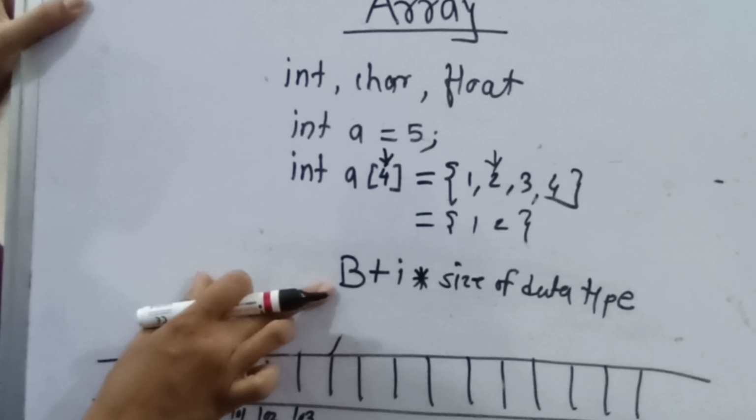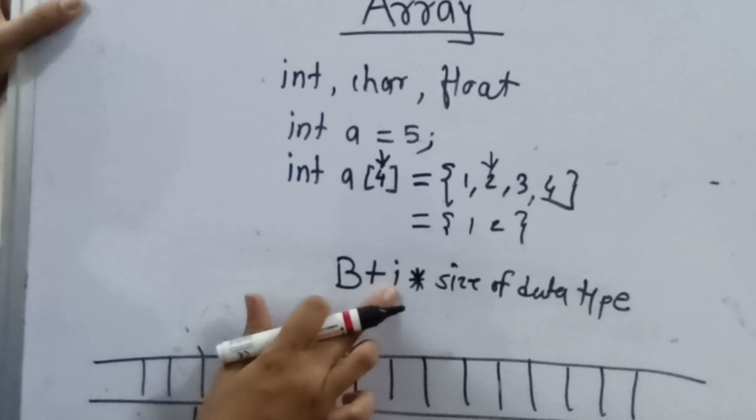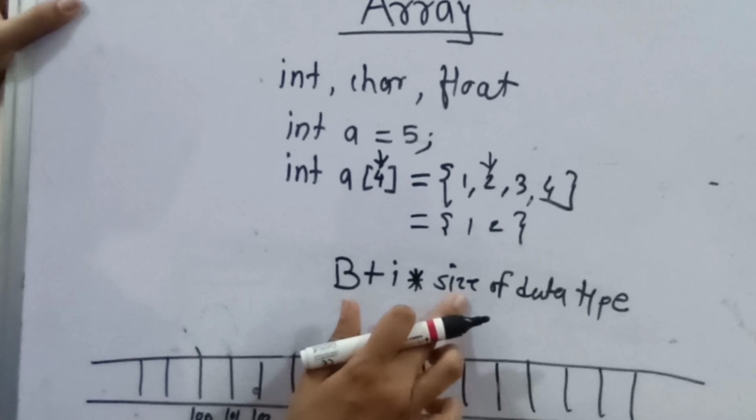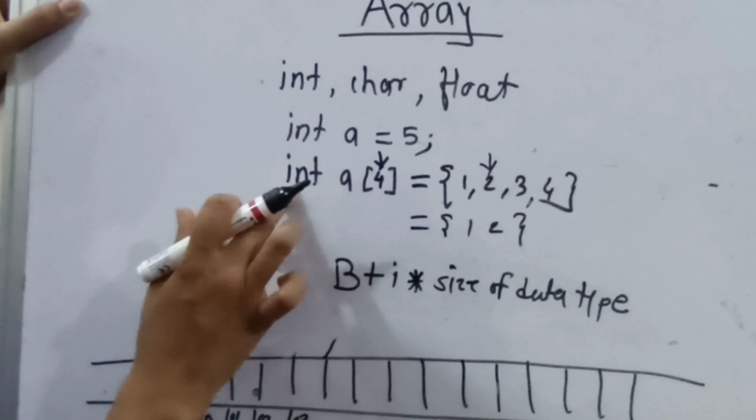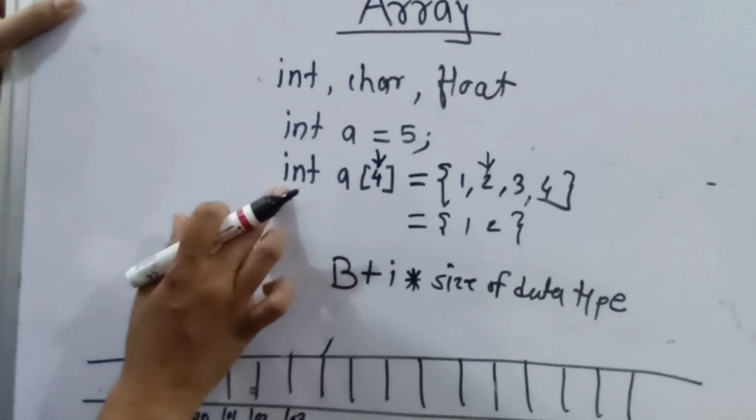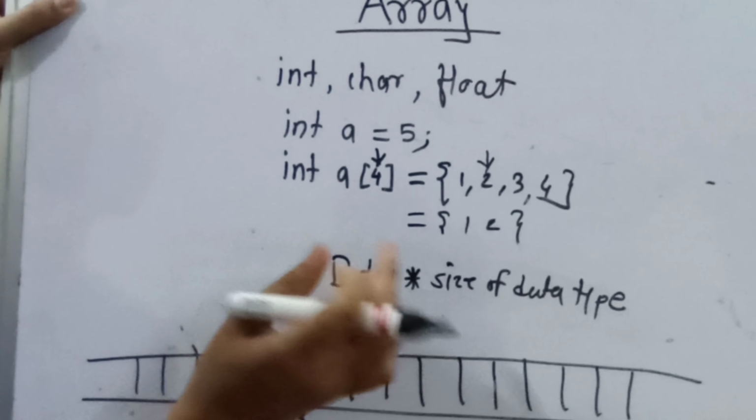So b is the base address. i is the index of the element whose address you want to find out, and the size of data type is whatever the type is: if it is an integer array we take the integer size, if it is a character array we take the character size, and so on.